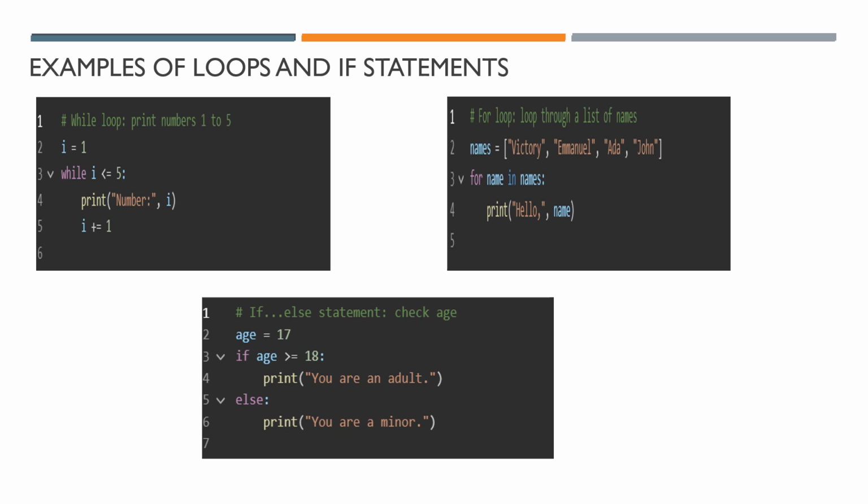In this last example, we have an if-else statement. We check if the variable age is greater than or equal to 18. If so, we print "you are an adult." Otherwise, we print "you are a minor." There are no parentheses around the condition, and again, indentation takes the place of braces.